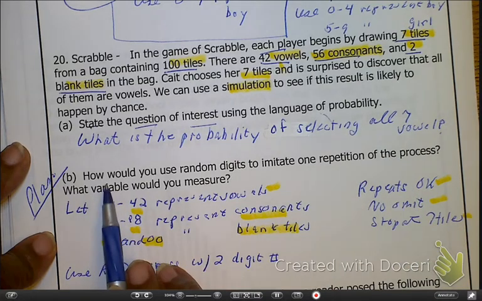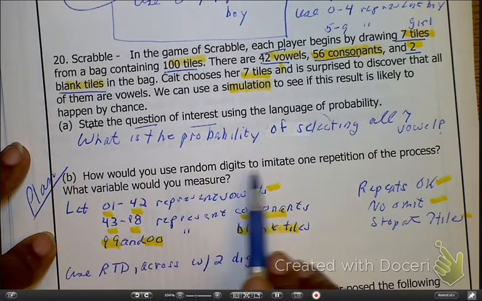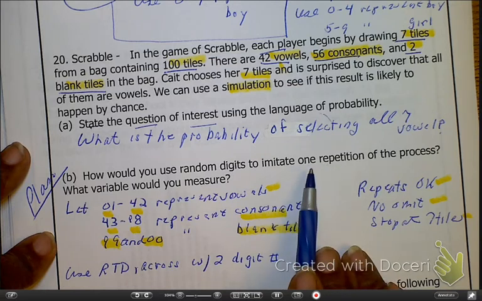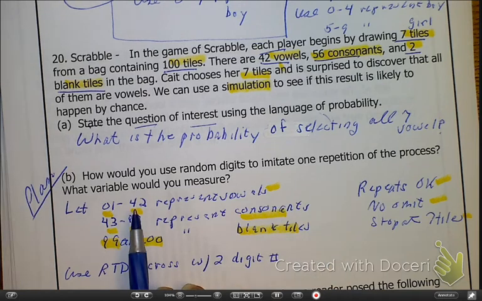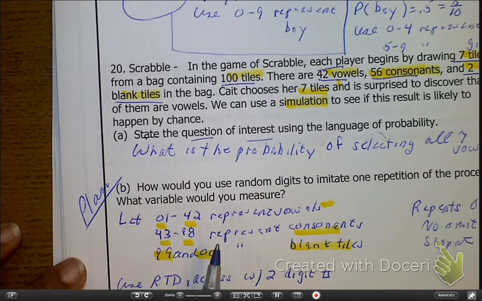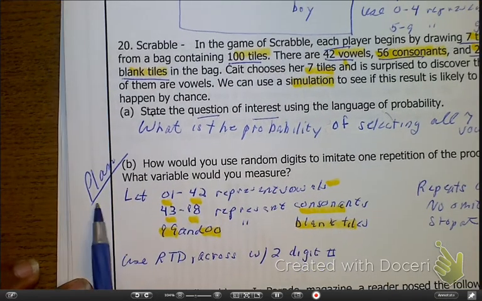So all I've done so far is ask how you would use a random digit table to find out the repetitions of the process and what variables you would be measuring. So basically right here, this is our plan.